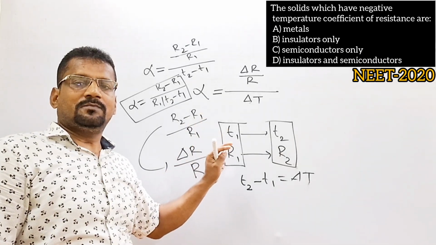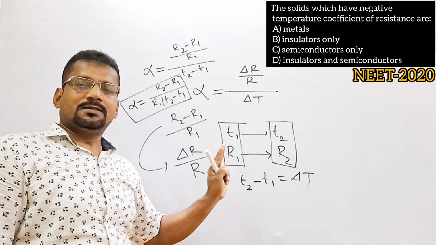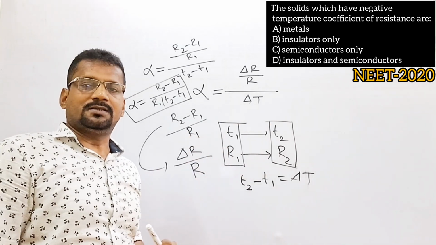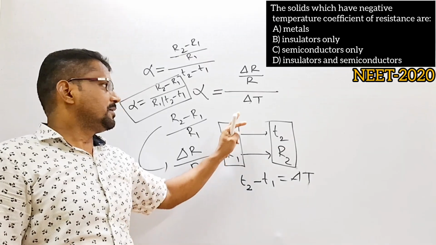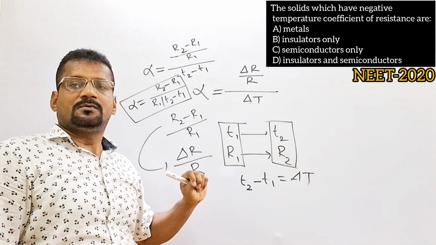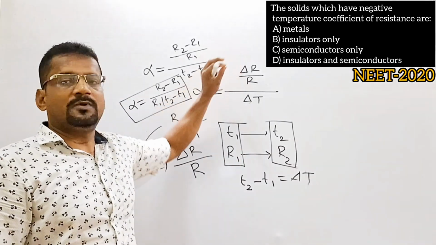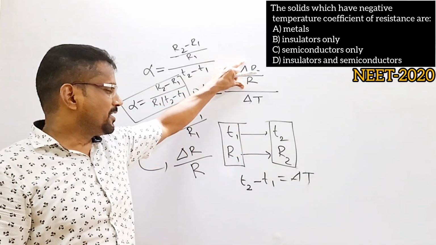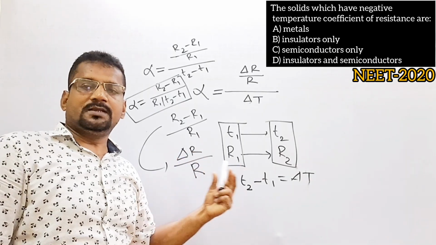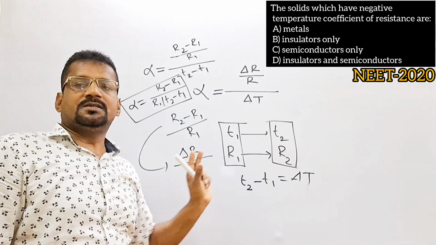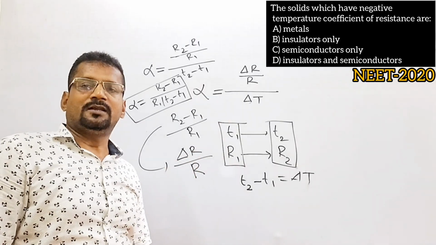It can be negative in two ways. Temperature increases but resistance decreases. When temperature increases, delta T will be positive. Resistance decreases, and in that case delta R will be negative. Means numerator is negative, denominator is positive. And if temperature decreases, then resistance increases. In that case alpha can be negative.